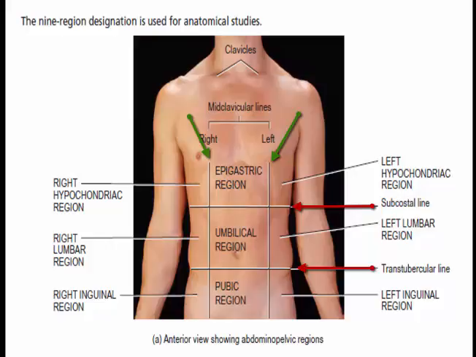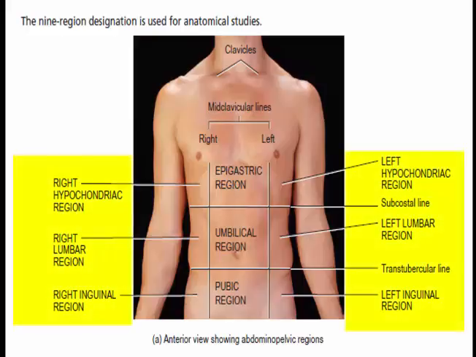So we can mention these 9 regions as the right hypochondriac region, the right lumbar region, the right inguinal region, the left hypochondriac region, the left lumbar region, the left inguinal region, the epigastric region, the umbilical region, and then the pubic region. Can you mention these regions again?